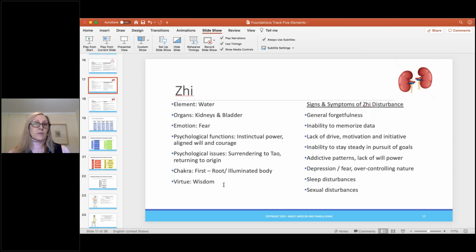And signs and symptoms of Zhi disturbances are forgetfulness, like real serious forgetfulness. We call it dementia, right? Can't memorize things. You're like, I'm going to memorize this thing, and then you're like, I can't. It's like a sieve, right? Lack of drive, lack of motivation, no initiative. Can't pursue your goals. You're just like frozen water, right? Addictive patterns, lack of willpower, can't overcome. You set a goal and you're like, I can't do it. I'm not doing it. Depression, fear.